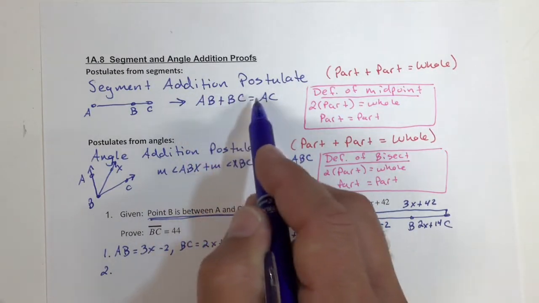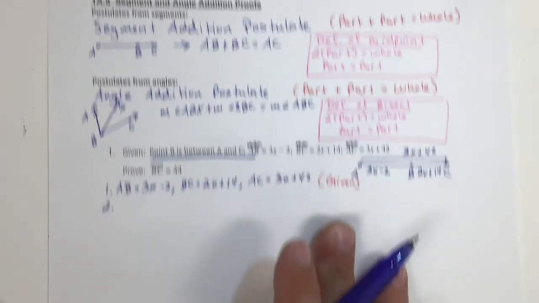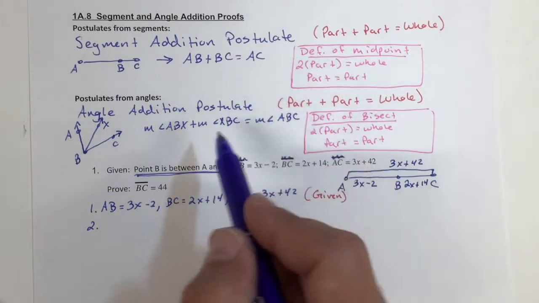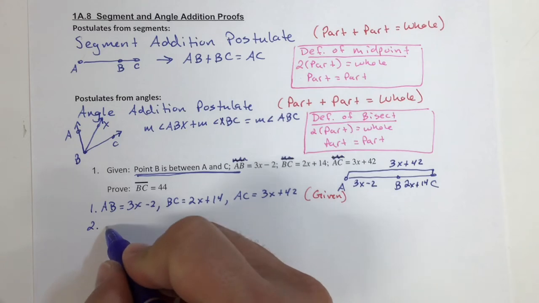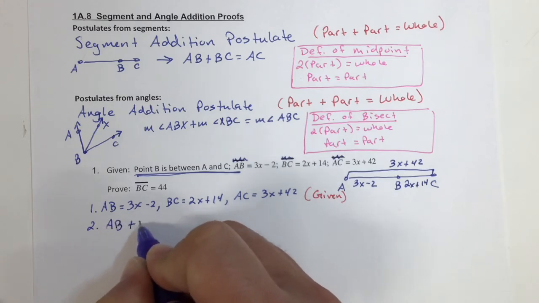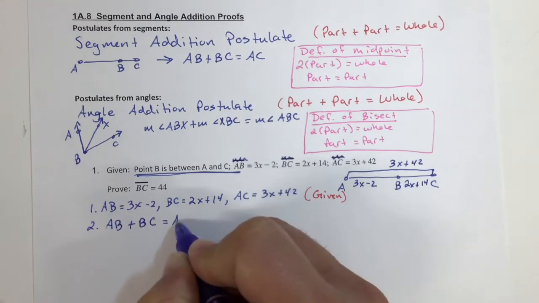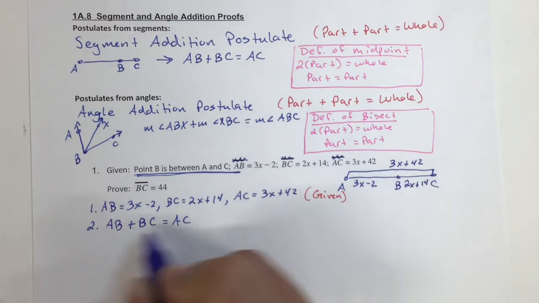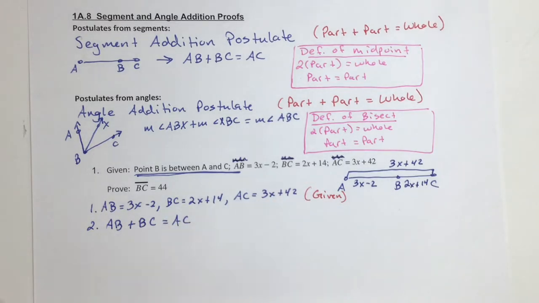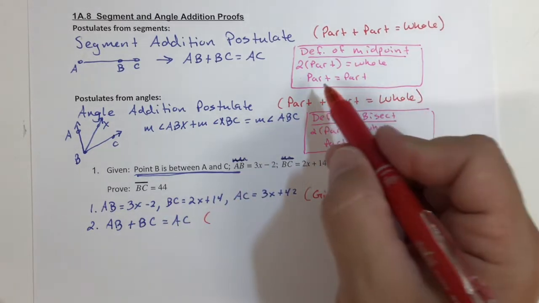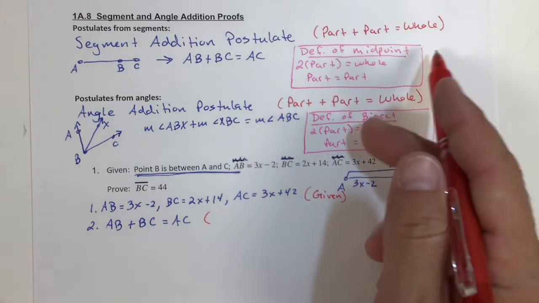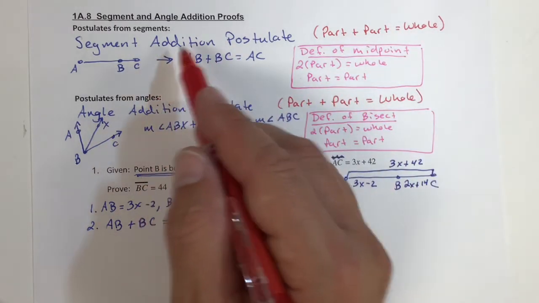And in fact, I'm going to write this exact one because I'm using those points. Because I have to have an equation to plug into. So I'm going to say AB plus BC equals AC. I'm actually going to write out those parts in that form. And this, again, is a part plus part equals whole because of the segment addition postulate.